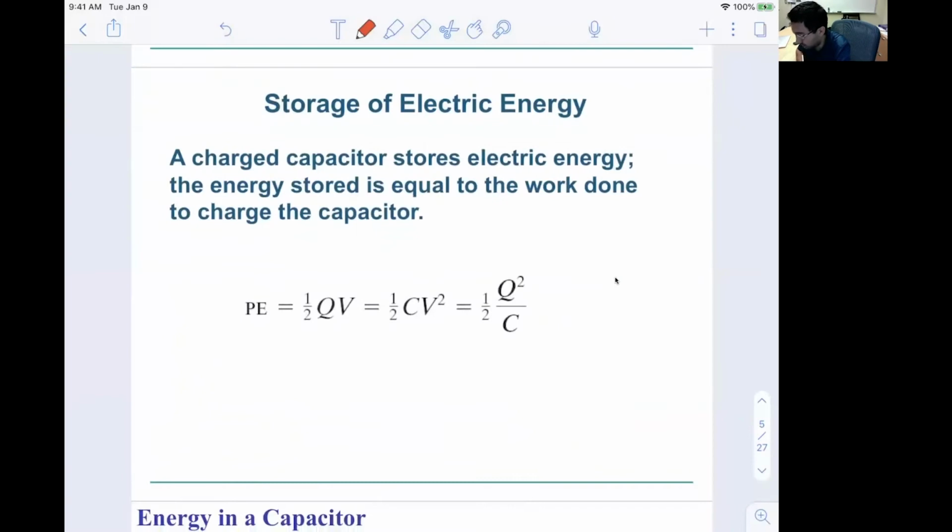Hi everyone, now we will continue with electrical energy in the capacitor when you store a charge in it. It's given by potential energy 1/2 times Q times V, and you can replace the Q with C times V, and you reach this representation. Or you can replace V with Q divided by C.